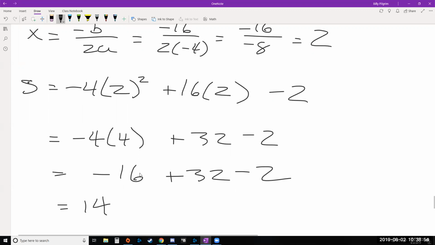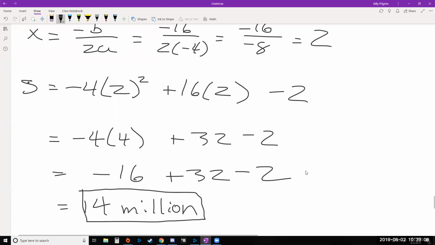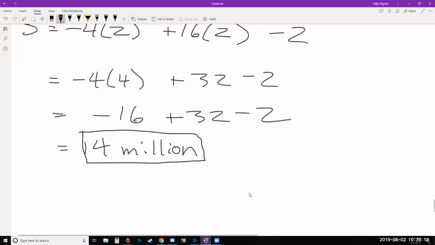So what is our conclusion? The maximum sales are 2 weeks after release, and the maximum sales are 14 million. Remember, million sales. So in the second week, they had their peak sales. They sold 14 million copies of the game. And that is it.